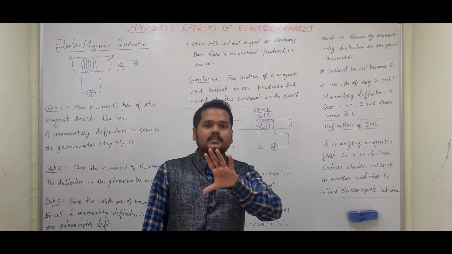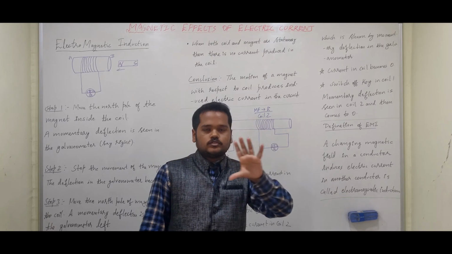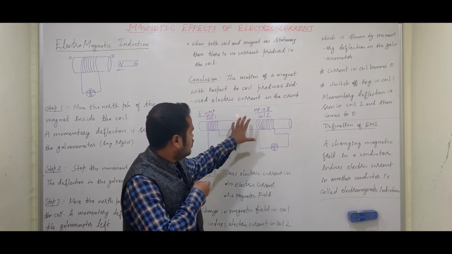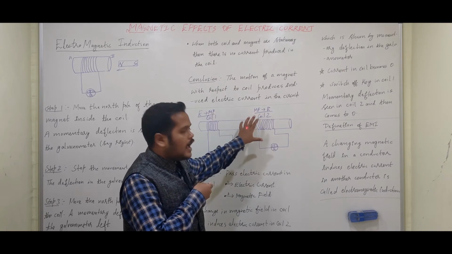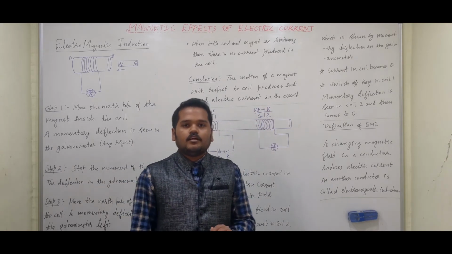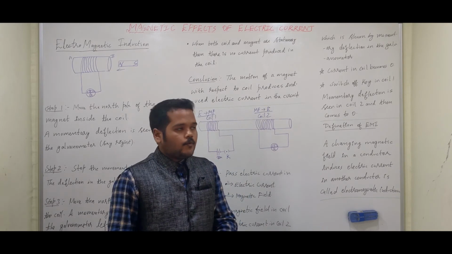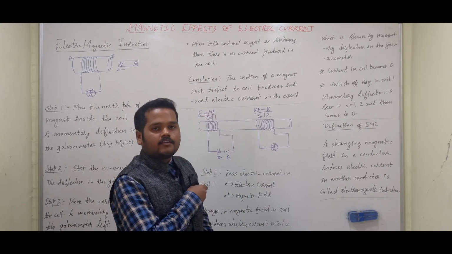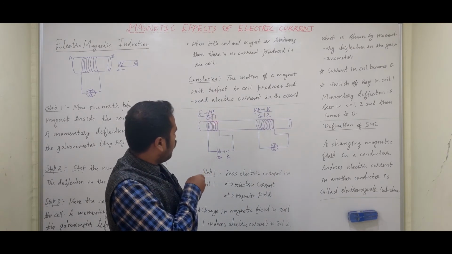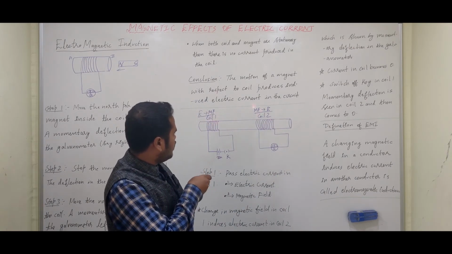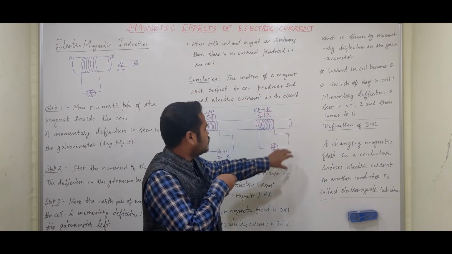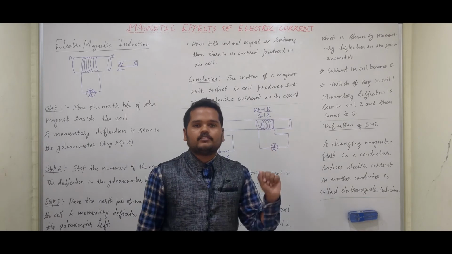Now this magnetic field in coil 1 moves. There is a movement in the magnetic field. This magnetic field moves to coil 2 and in turn induces current in coil 2. In coil 1 we have current and magnetic field. In coil 2, the magnetic field of coil 1 produces electric current, which is shown in the galvanometer, right?